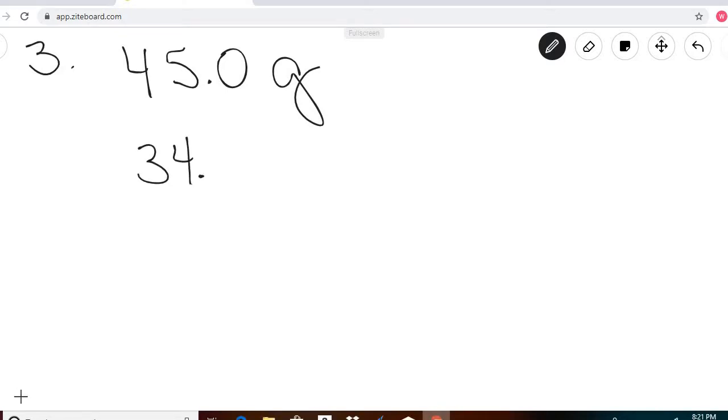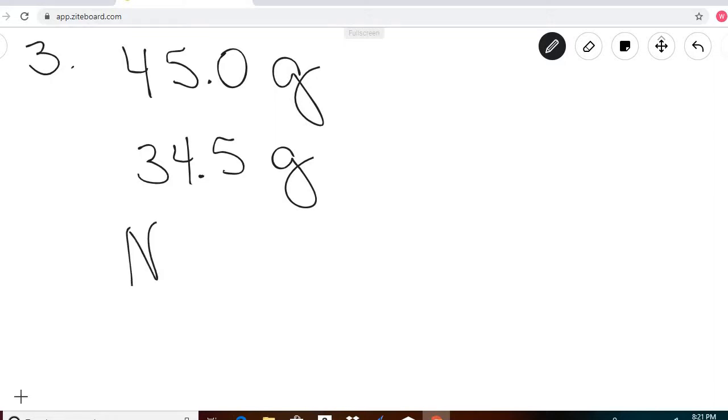Number 3 says that a student does a chemical reaction with 2 chemicals. The total mass of the 2 chemicals is 45.0 grams. When she is done, she finds that the mass of all the chemicals she has collected is now 34.5 grams. Has she collected all the products of the reaction?